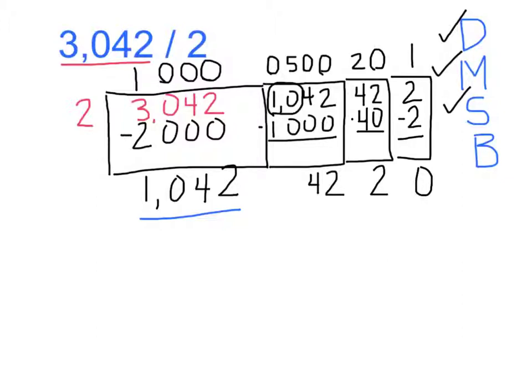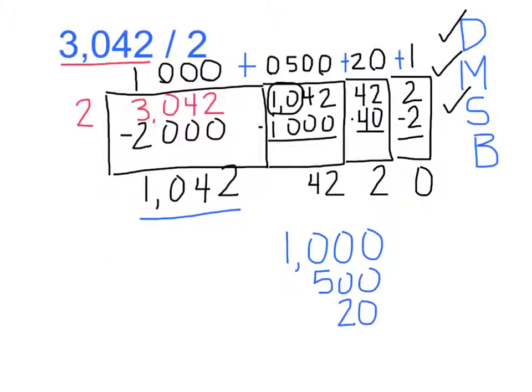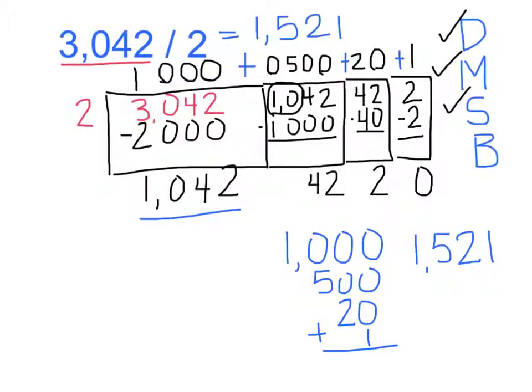Remember, the last step of the area model is you have to add all of the numbers that are on the top of the boxes. So we're going to add together 1,000, 500, plus 20, plus 1. After we add this all together, you would have 1,521. This means that 3,042 divided by 2 equals 1,521.